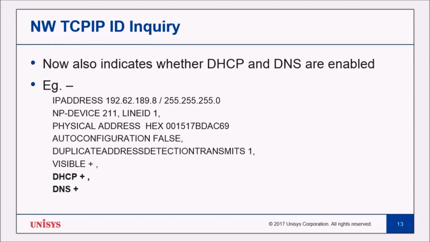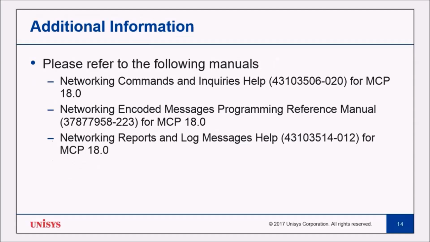Another change is that the TCPIP Identity Inquiry command now shows whether or not DHCP and Dynamic DNS are enabled. For more information about the changes and the OI commands, refer to the manuals listed on this slide. They can be found under the documentation section on the Unisys support website.